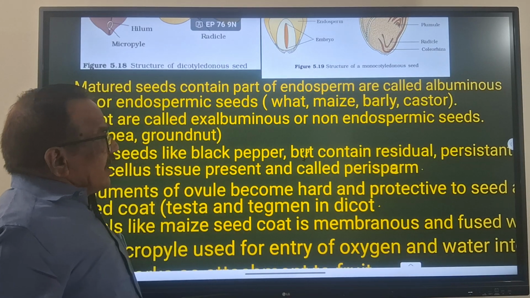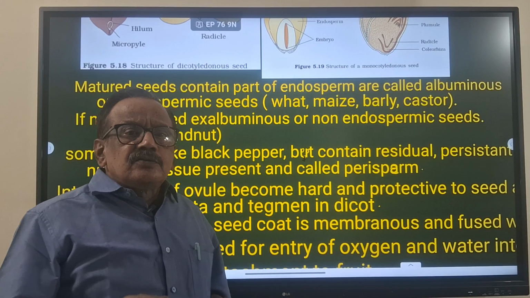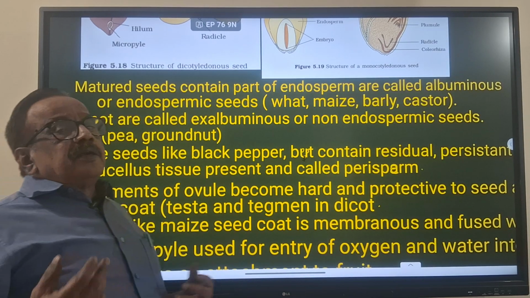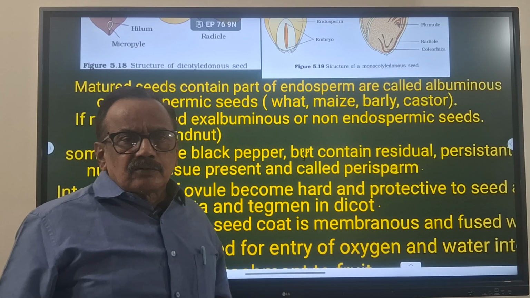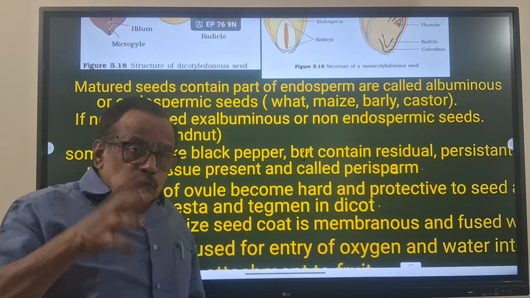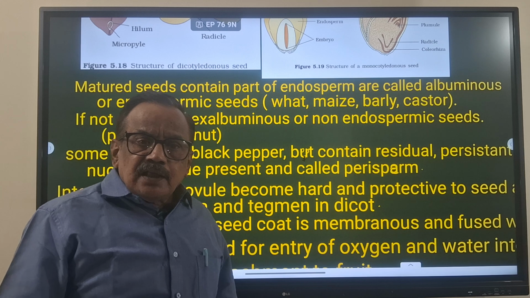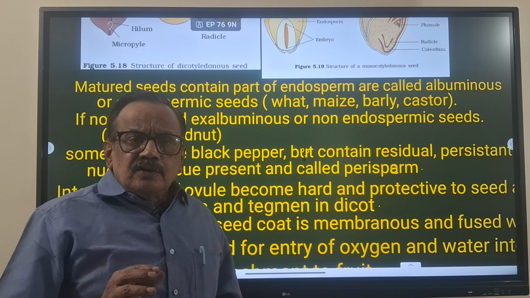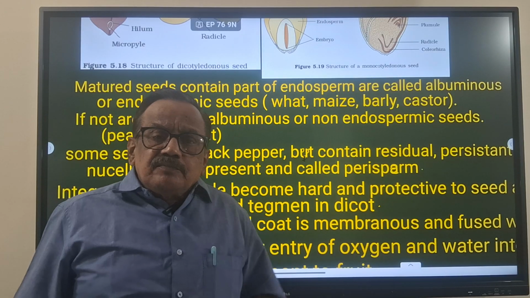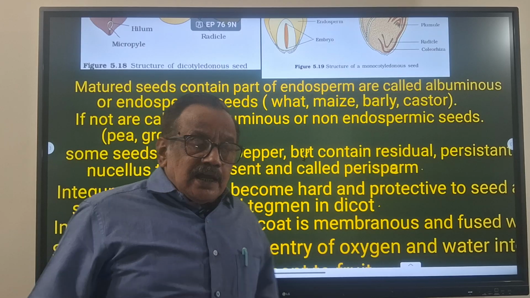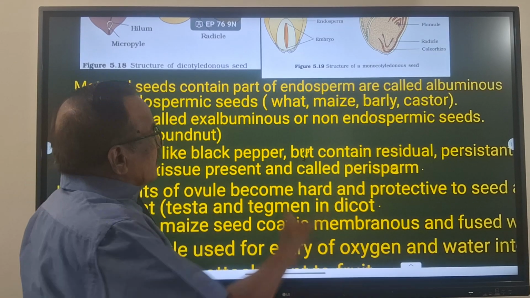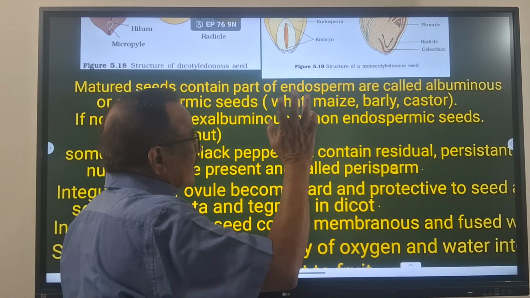I discussed it in detail. Whenever the endosperm is used by the developing embryo, it may be consumed completely or not consumed completely. If the seed contains part of the endosperm, meaning the embryo did not use the entire endosperm, some endosperm is left for the developing seedling. It stays in the seed itself. That is called an endospermic seed, also called an albuminous seed. Examples he has given, remember: wheat, maize, barley, castor.